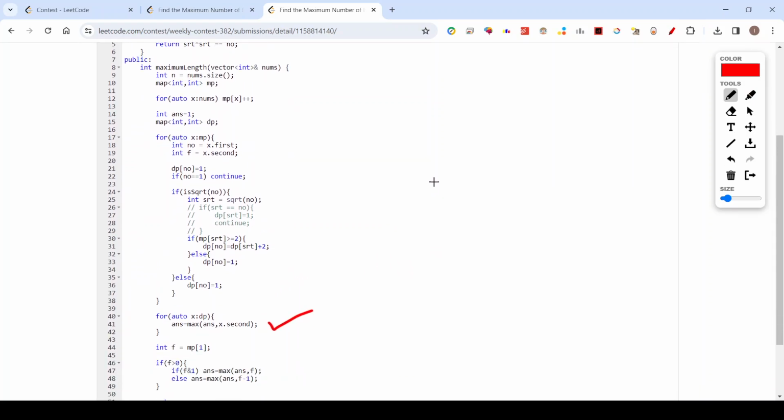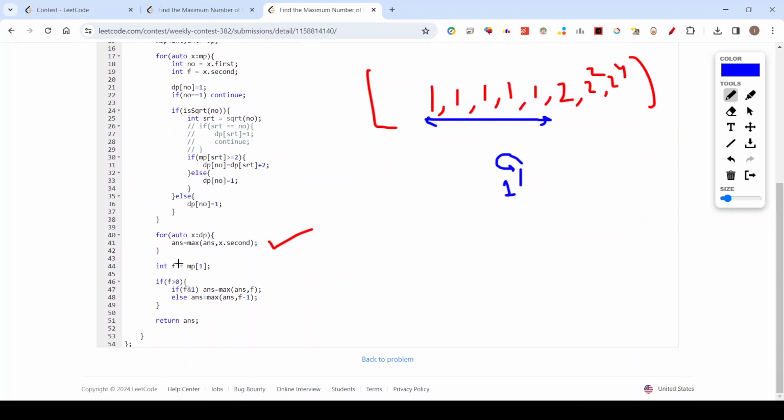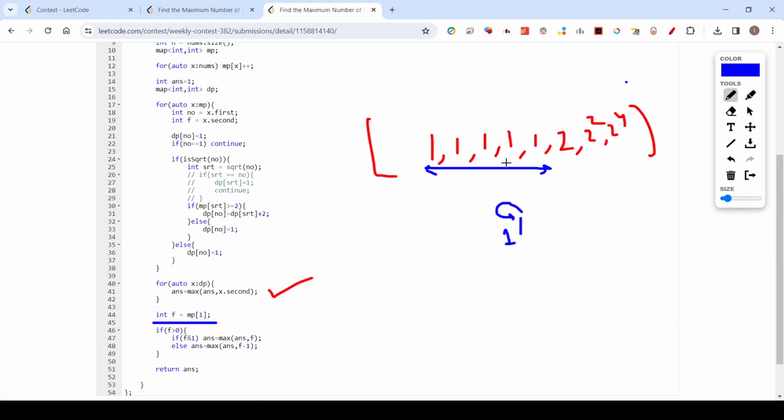Now there was a little edge case. What if the numbers consisted of 1, let's say 2, 2 square, 2 4, 2 8, some numbers were like this. Here, since the square root of 1, 1 is a perfect square of itself, you have to handle this case separately. So what I did, I found out the value, whether 1 exists or not.